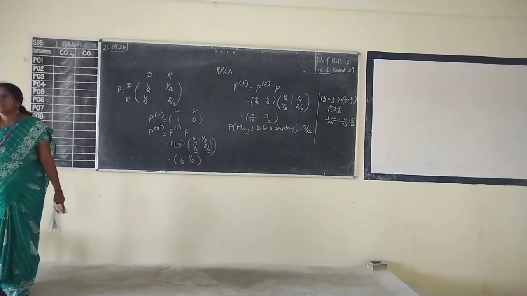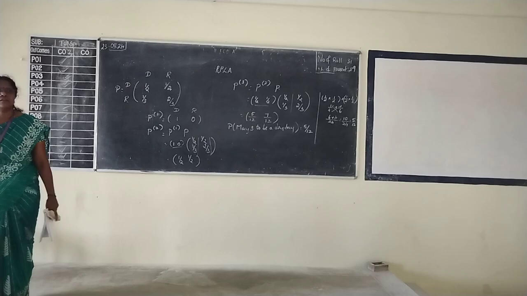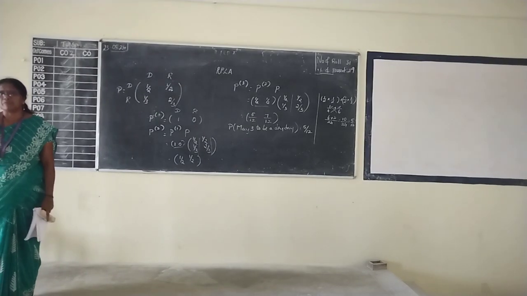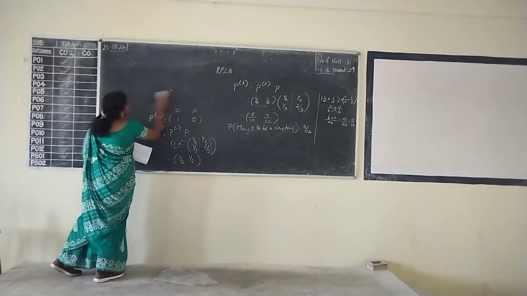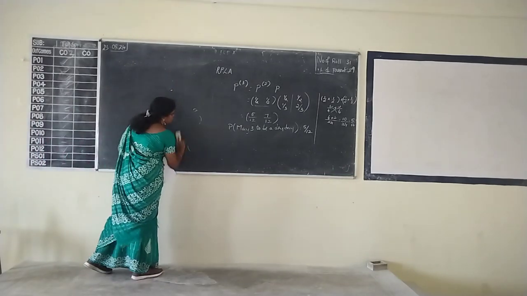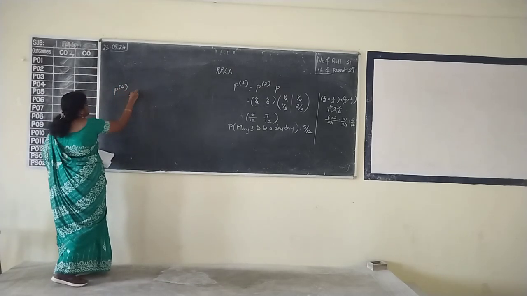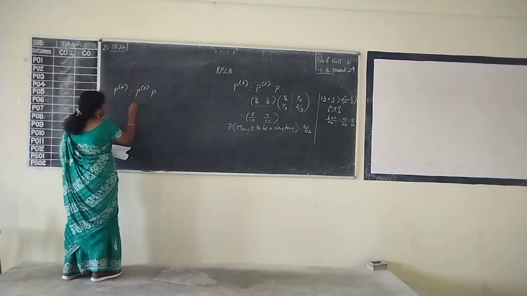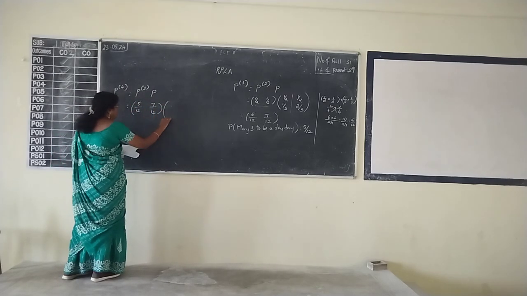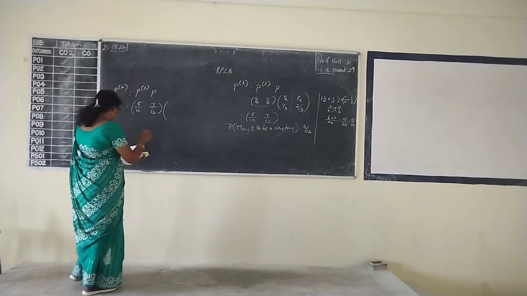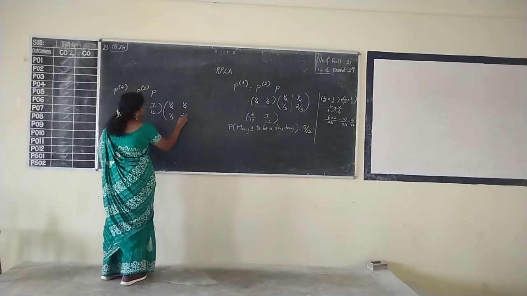What is the next one now? We will discuss the fifth day. Can you go to day 5 directly? No, find what happens on the fourth day, then only can we go to the fifth day. Find P4. It gets a little bit larger in numbers. P4 will be equal to P3 into P. P3 is 5 by 12, 7 by 12, and P is 1 by 2, 1 by 2, 1 by 3, 2 by 3.